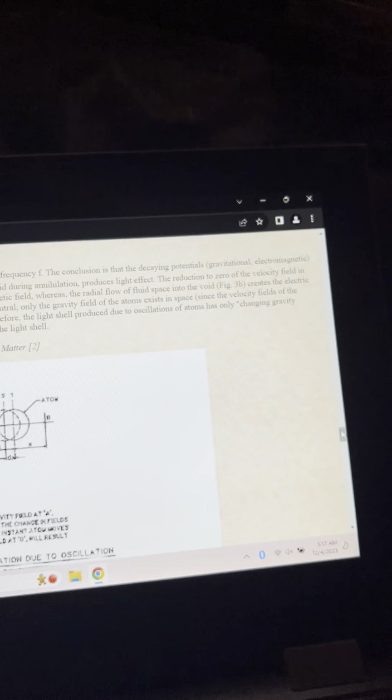Gravitational constant. When an atomic center is at position 1, inward gravity field at A, B, or no, I cannot read it. I cannot see the details there. I'll try to show this, but I don't know if you could read that.